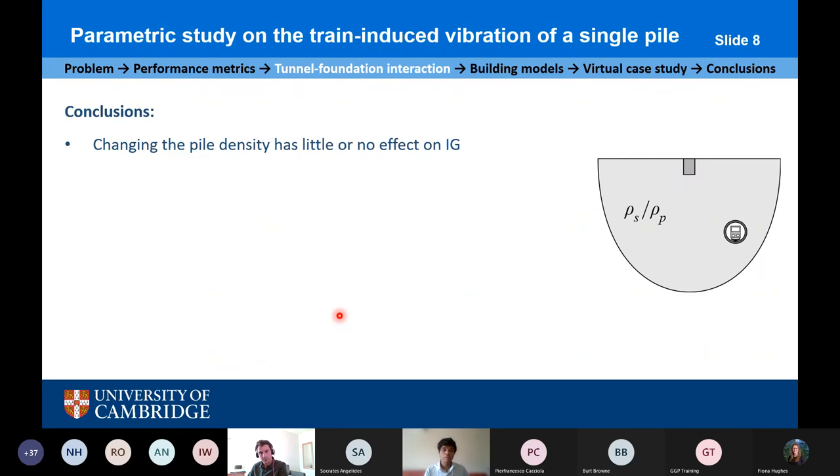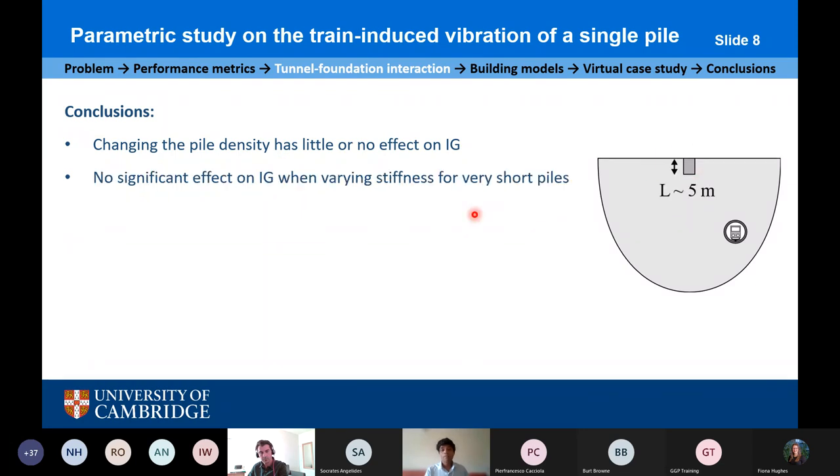The main conclusions that we got from the parametric study is that, first of all, we found that varying the pile density has little or no effect on the insertion gain measured at the top of the pile. And also there was no significant effect on the insertion gain when we were considering very short piles, on the order of 5 meters. So when you add in these piles, we don't see any difference when varying the stiffness of these piles.